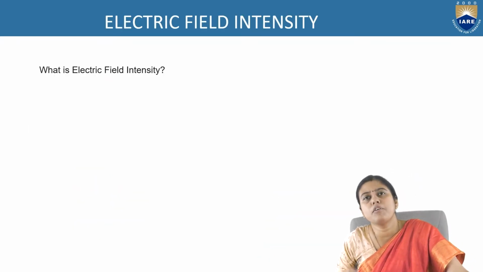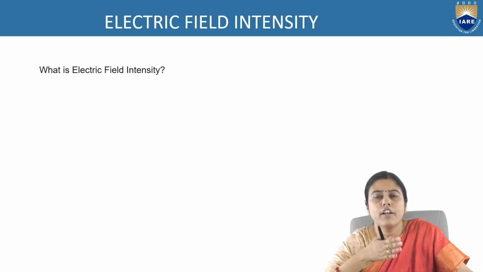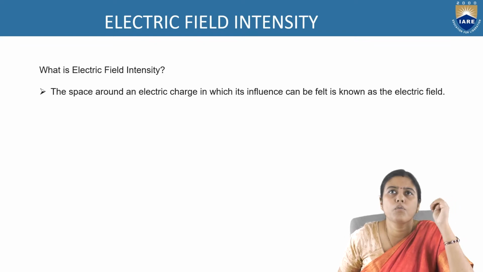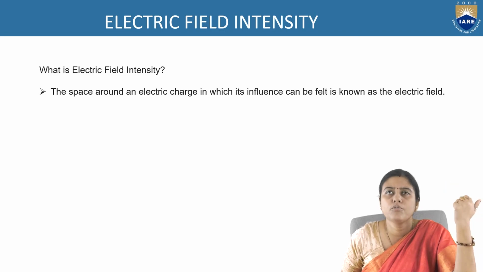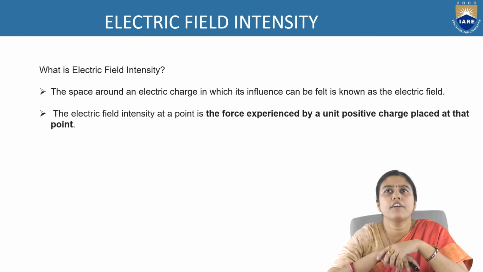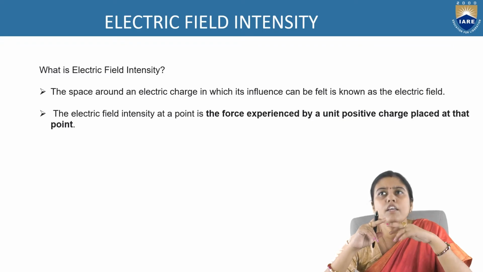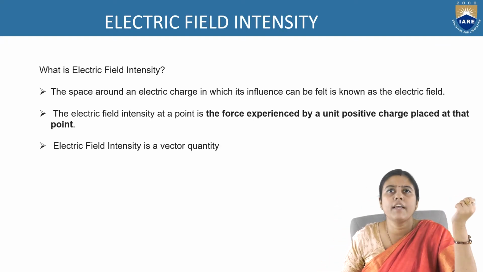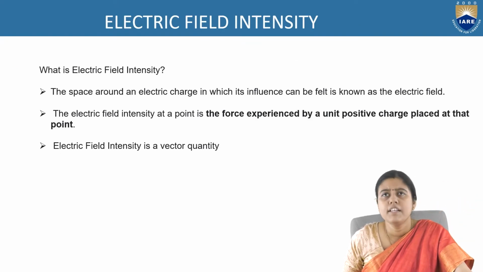Next, we will discuss the electric field intensity. What do you mean by the electric field? Already we have discussed it once. Just one quick revision. The space around the electric charge in which its influence can be felt is known as the electric field. So electric field intensity at a point is the force experienced by a unit positive charge placed at that point. And we can also say the electric field intensity is a vector quantity. Already we have discussed this; this is just a quick recap.